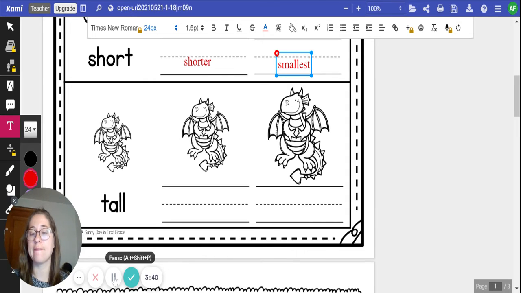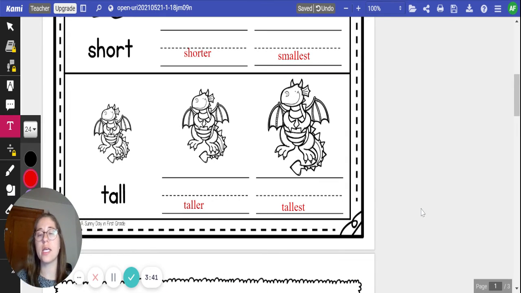All right, for our second dragon, because we're only comparing two dragons, we would say that he is taller. When we have the third dragon, we're comparing all three. We would say that he is the tallest, T-A-L-L-E-S-T.